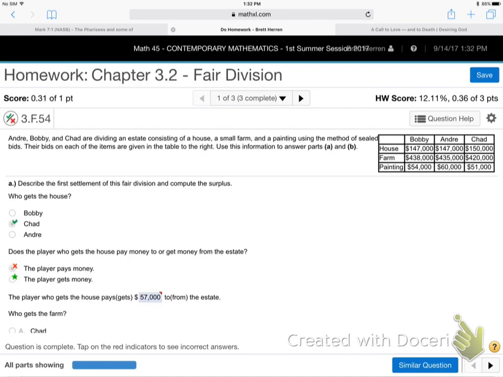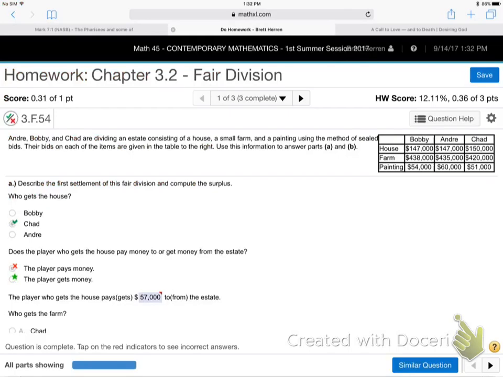Okay, so maybe I should just recopy that. Yeah, I want some room to work. So let me recopy that. So house, farm, painting. So this is number one.